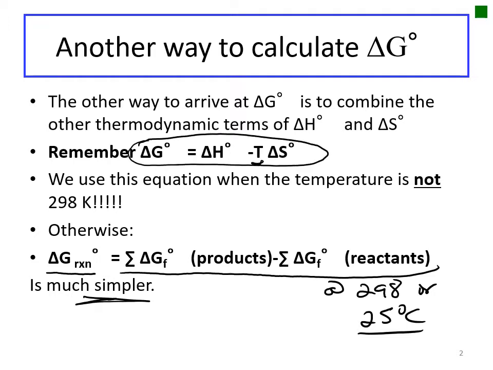So again, we have two. We have off of the charts at 25 degrees Celsius, and if we're off at 25 degrees Celsius or we're looking for the temperature, then what we're going to have to do is get delta H, delta S, and find ourselves a T and get delta G that way. So not at 25 degrees Celsius or 298 Kelvin.